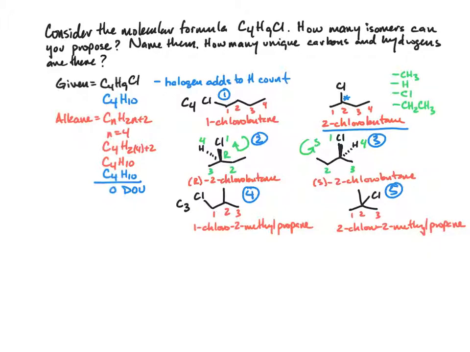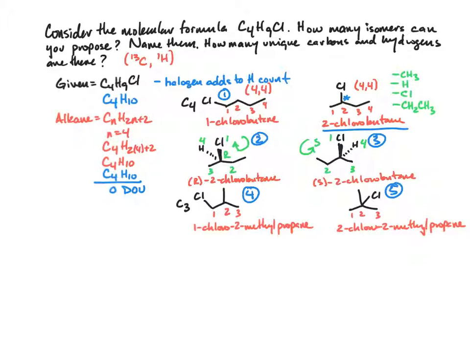So what I want to do is draw basically a set notation where I'm going to put the number of unique carbons, then the number of unique hydrogens. So for 1-chlorobutane, we have 4 unique carbons and then 4 unique sets of hydrogens. So let's just draw that like this, 4 and 4. For each of the 2-chlorobutane stereoisomers, we are also going to have 4 unique carbons, 4 unique hydrogens.